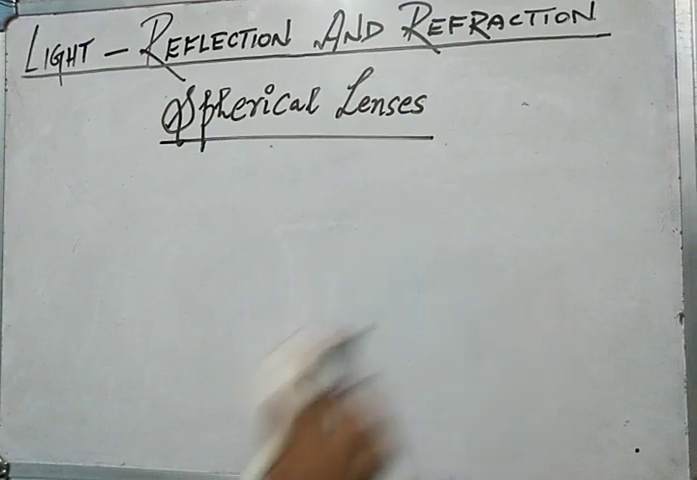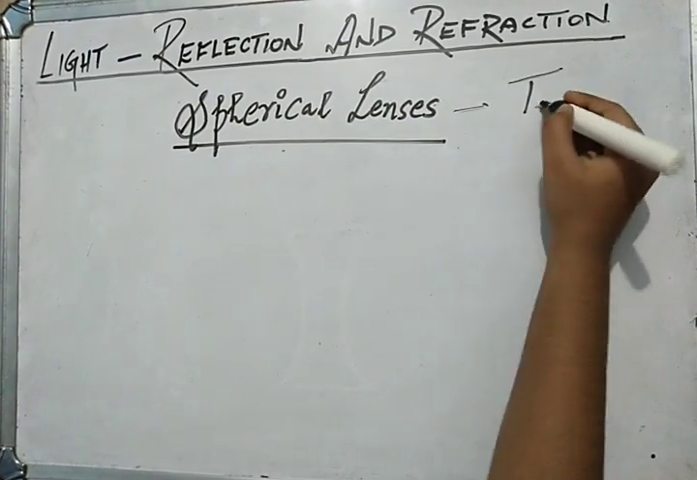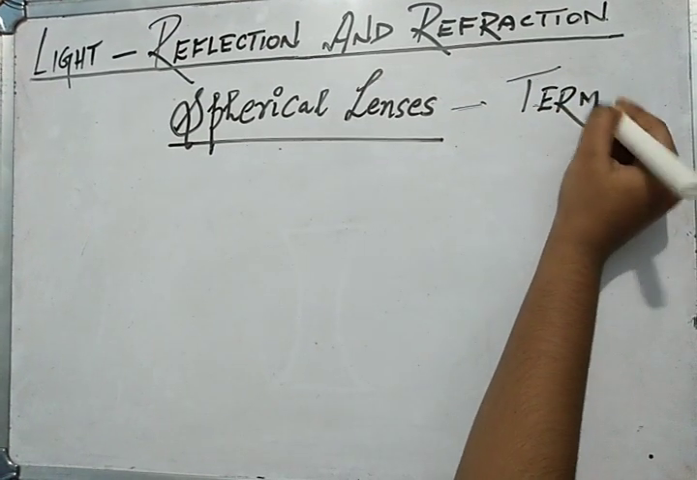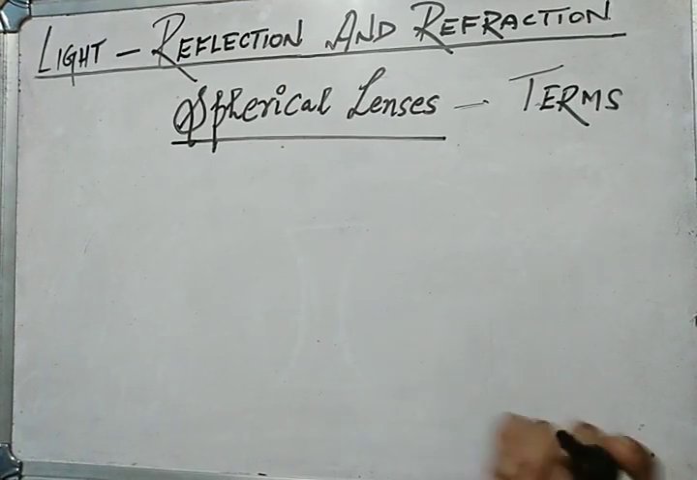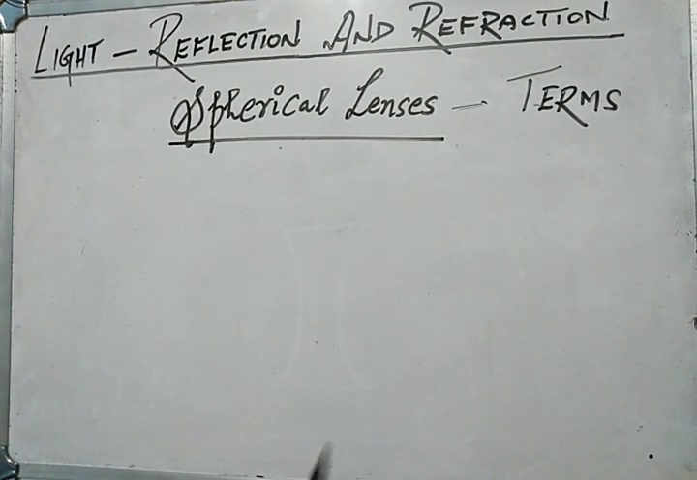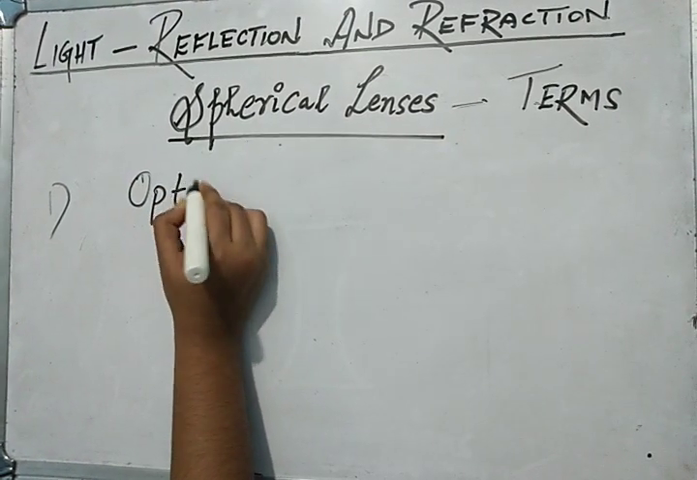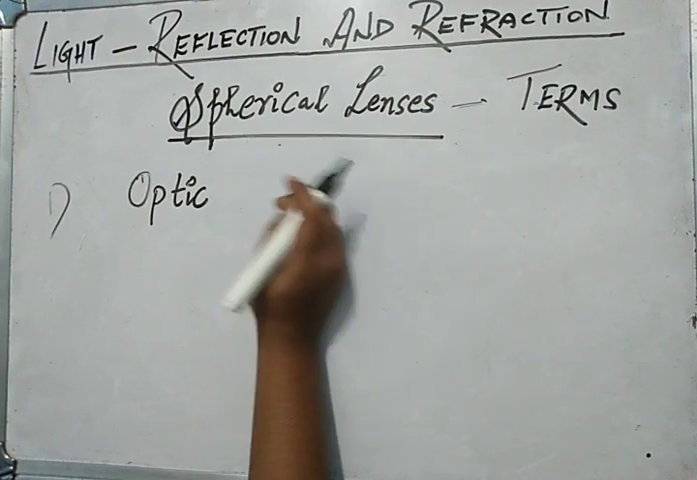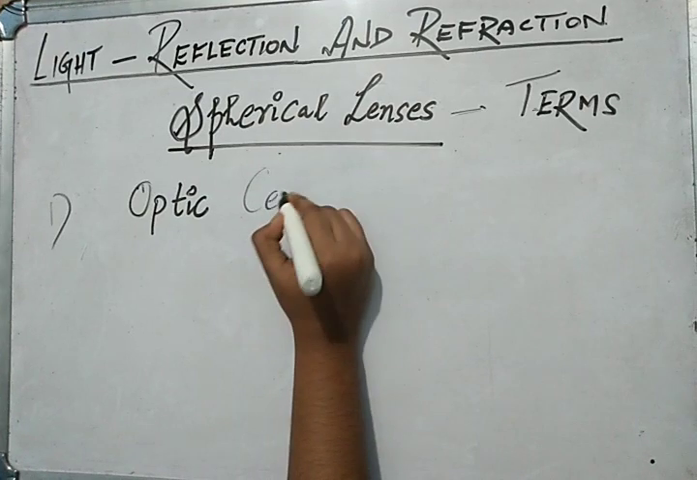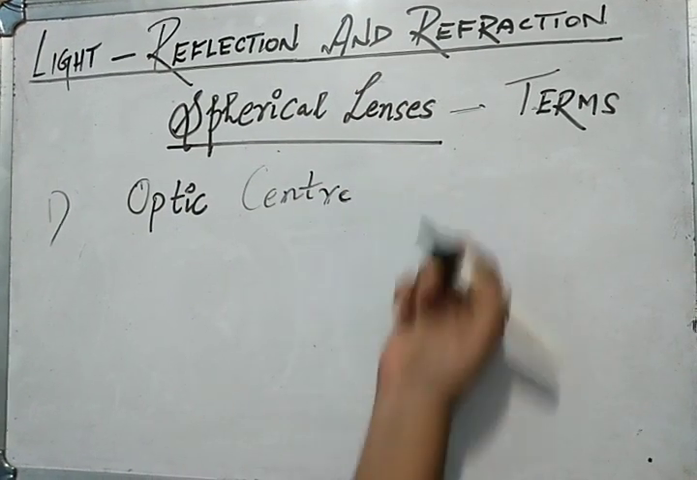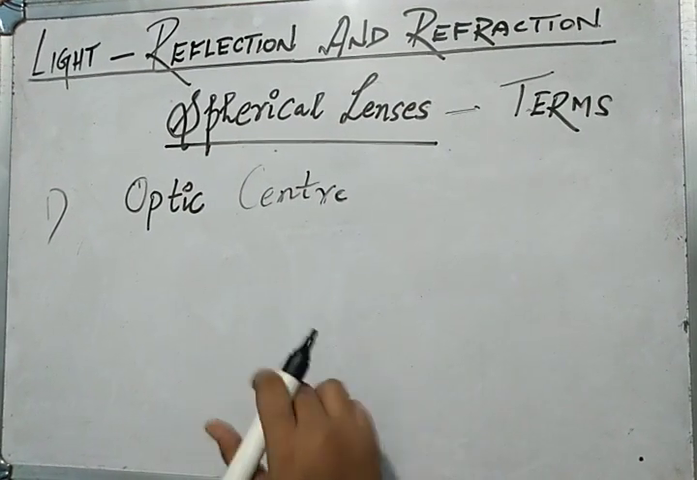Now let me go to some important terms related to spherical lenses. The first term which I would like to teach you is the optical center. It is either optical center or optic center; I take it as optic center. Optic center is the central point of the lens.